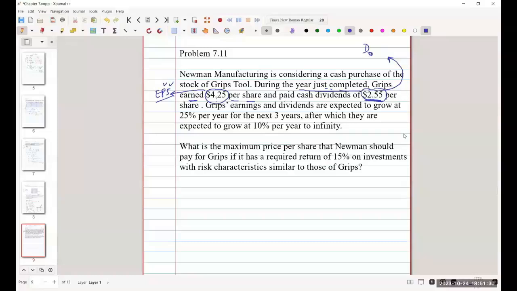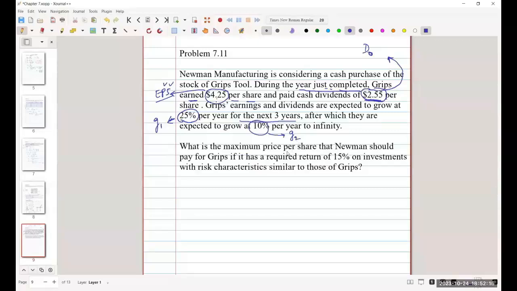Grips's earnings and dividends are expected to grow at a 25% per year rate for the next 3 years, after which they are expected to grow at a 10% rate per year to infinity, which means for the foreseeable future, of course. So this is a two-stage valuation model, because there are two growth rates involved. We will call the first growth rate G1, applicable for the first 3 years in our timeline. And then 10% per year from then onwards, we will call G2.